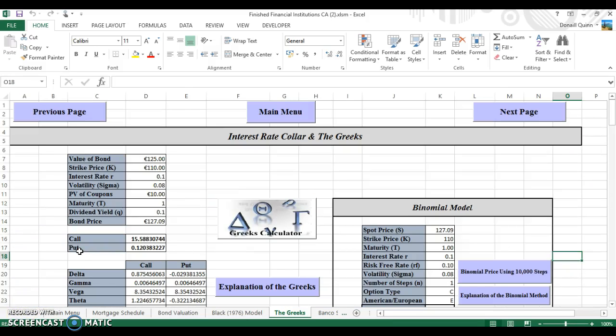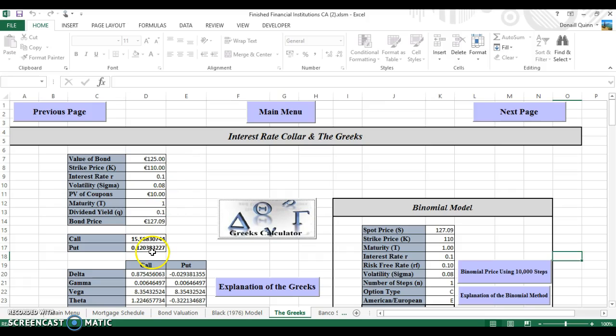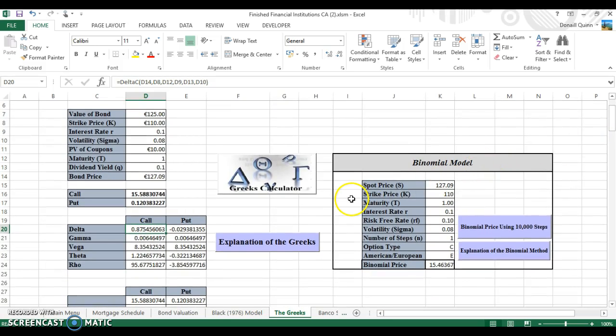The Black 1976 model was then used again to calculate the value of a call and put for an interest rate collar. A calculator was constructed here to calculate the Greeks values for the call and the put. The Greeks were then calculated again here in order to graph the Greeks below.